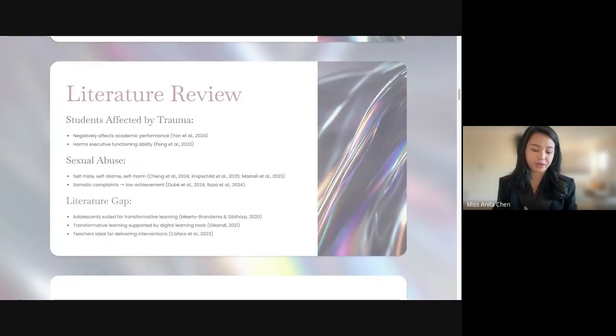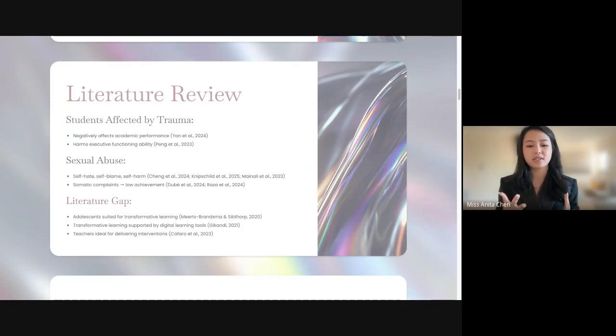In terms of the literature review, the current literature finds that students are negatively affected by trauma, and that appears particularly in their academic performance because trauma directly affects their executive functioning ability. That's their ability to learn, that's their ability to plan, that's their ability to face challenges and complex ones at that. Furthermore, when we look specifically at sexual abuse, it appears as feelings of self-hate, self-blame, and even self-harm. One very practical effect of sexual abuse is that it can create somatic complaints like headaches or stomach aches. So it follows then naturally that students would have low achievement if they can't focus because of the pounding headache that they're experiencing in class.